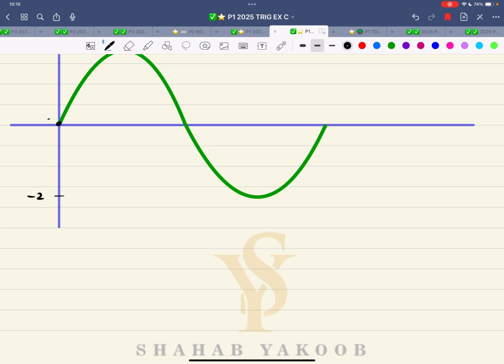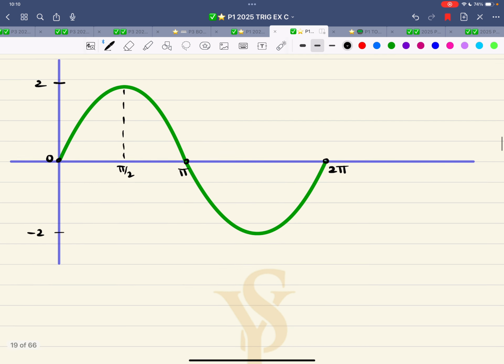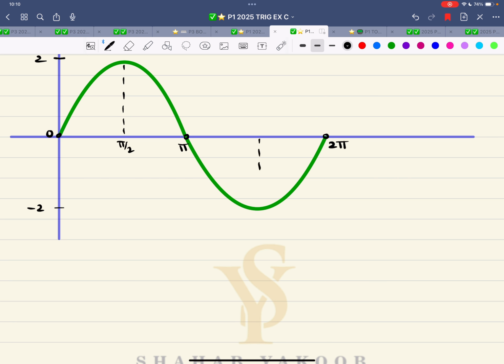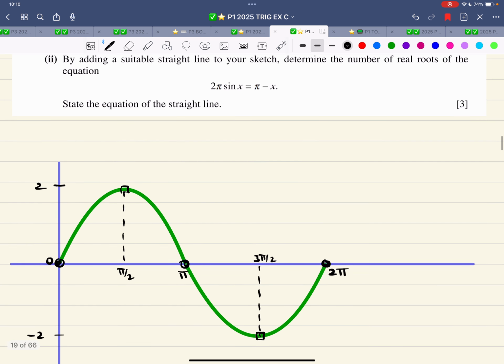Label the major points. This is 0. This is 2 pi. This is pi. The maximum occurs at 90. So if you want to label it, 90 is pi by 2 radians. The minimum occurs at 270. So that is 3 pi by 2 radians. So there are 5 major points, and you should be aware of those 5 major points.